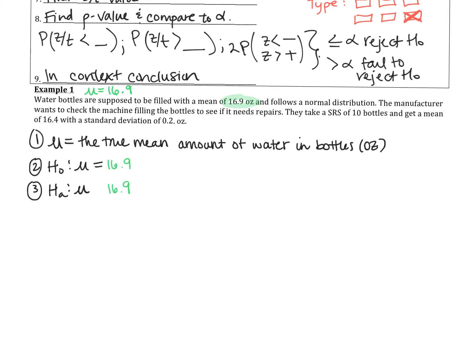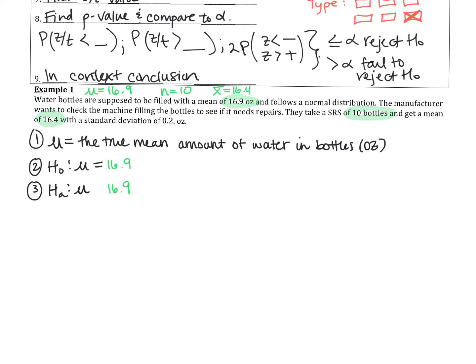Nice. Okay, let's keep digging here. The manufacturer wants to check the machine filling the bottles to see if it needs repairs. They take a simple random sample of 10 bottles. What's that? N equals 10. Okay, and they get a mean of 16.4. What's that? X bar is 16.4.